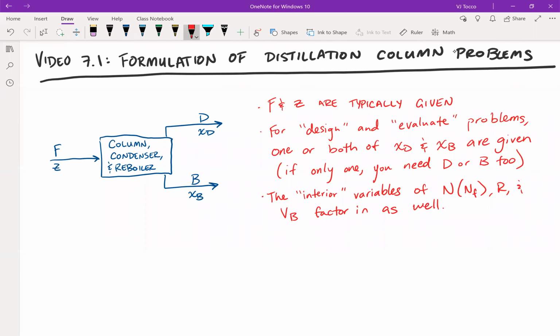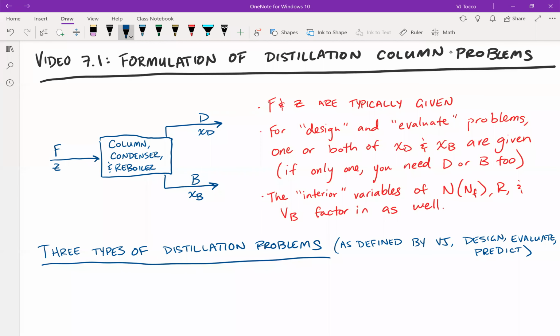As you're solving these problems, you'll realize that the interior variables, as I call them, are N, the number of stages in the column, N_F, the feed stage that you're feeding to the column, R, the reflux ratio, and V_B, the boil-up ratio. These will all affect whether or not you can achieve these purities. Typically, you will be able to achieve anything you want if you have a column that has enough stages or a high enough reflux ratio. Once again, we'll get into how these variables interact with each other in this class and the next few classes. So next, let's talk about the three types of problems.